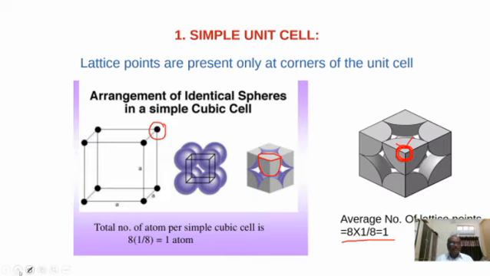So in the simple cubic unit cell, how will it be? 8 corners are occupied by the lattice points. And what will be the average number of lattice points per unit cell? It is equal to 1. It is 8 into 1 by 8, that is equal to 1.